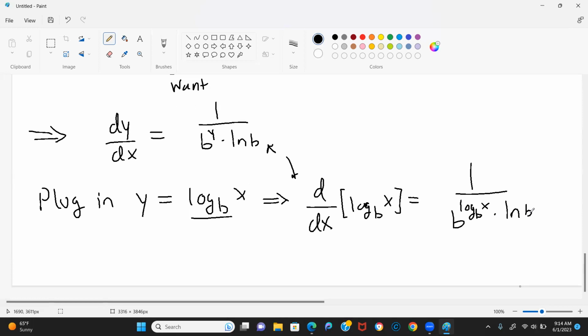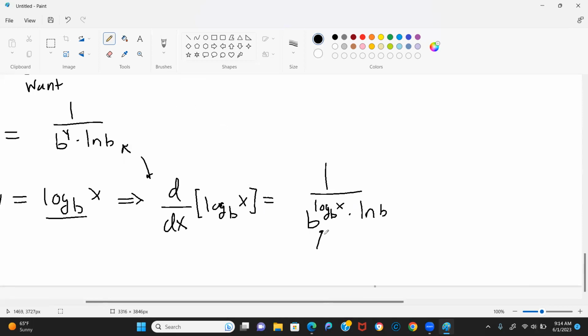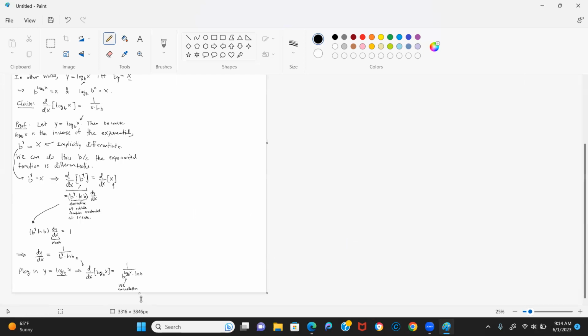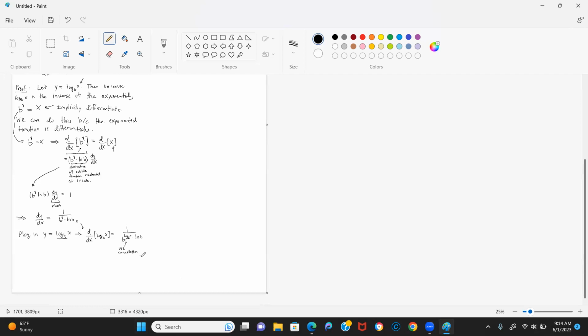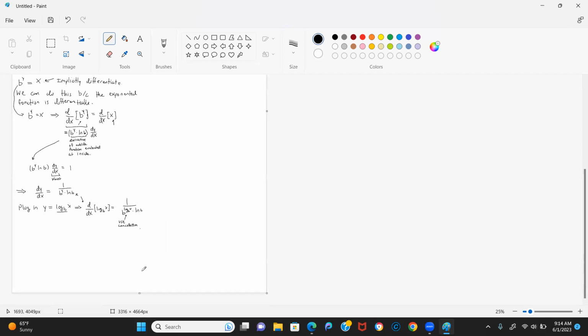And then we can simplify this a little bit. We can use our cancellation property for inverse functions. I have to pull this down now. Ran out of room. Yeah, so we can just use the cancellation property.